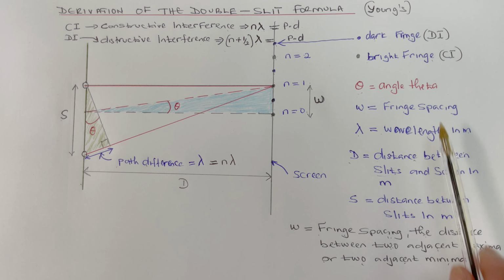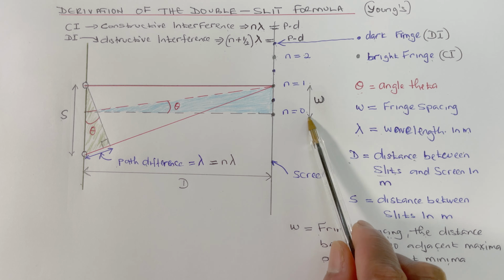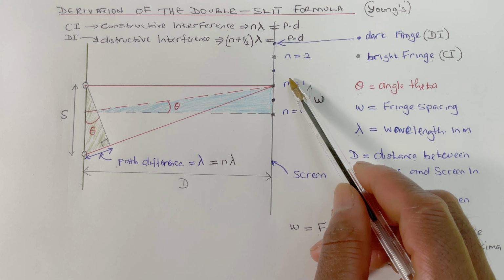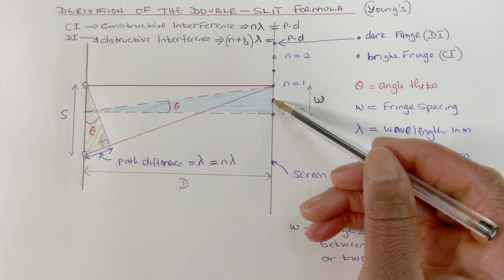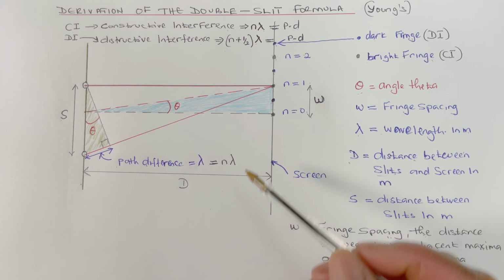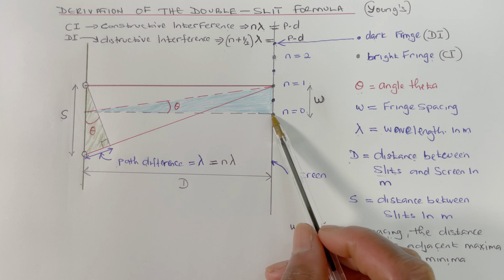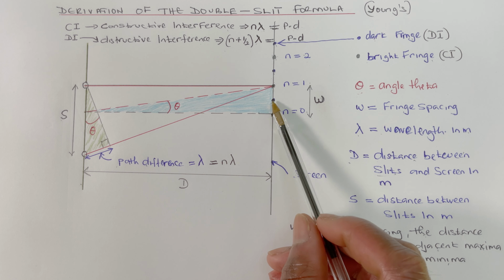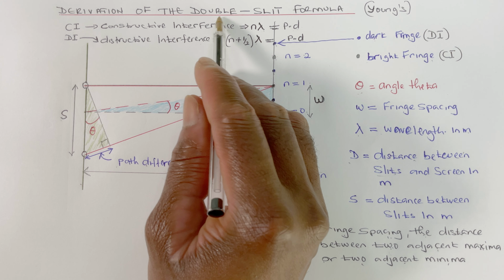So these are a few definitions, like the fringe spacing. This is a measure of fringe spacing. That's the difference between a constructive and an adjacent constructive, or a destructive and an adjacent destructive. Fringe spacing is the distance between two adjacent maxima, as a constructive is a maxima and a destructive is a minima, or two adjacent minima. So now let's derive Young's double-slit formula.